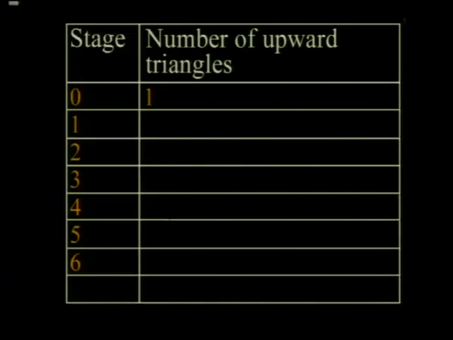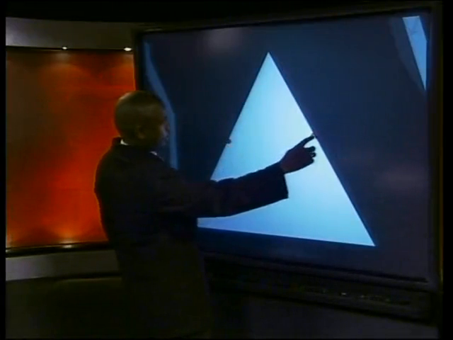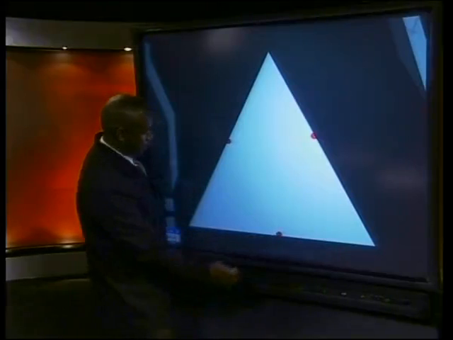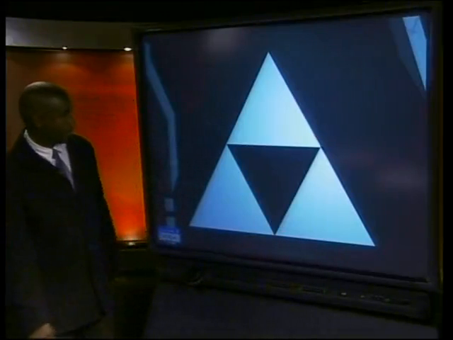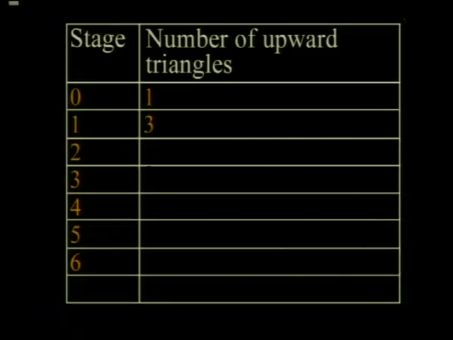Let's look at the triangular shape. We will call our first triangle stage 0. As you can see, at stage 0, we have only one triangle pointing upwards. For our next stage, let's join the midpoints of each side of the big triangle. That's 1, 2, and 3. Let's see what happens. Now there are 3 triangles pointing up. As you can see on our table, at stage 1, now we have 3 triangles.